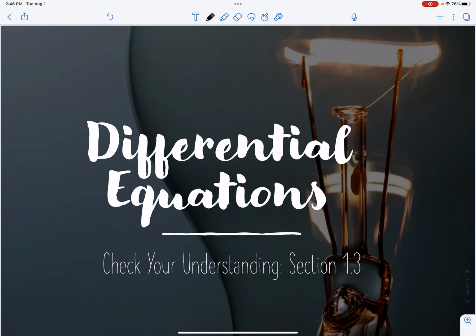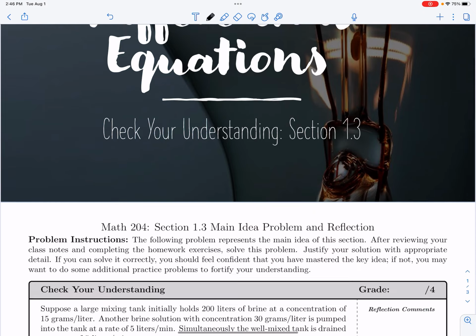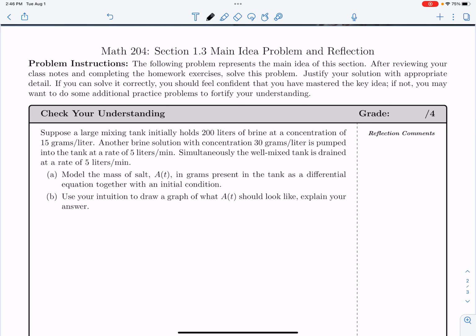This one we're looking at section 1.3. And the check your understanding problem is a modeling problem. Suppose a large mixing tank holds 200 liters of brine at a concentration of 15 grams per liter. And another brine solution with concentration 30 grams per liter is pumped into the tank at a rate of 5 liters per minute. Simultaneously, the well-mixed tank is drained at a rate of 5 liters per minute. And they want us to model the mass of salt, A of t, in grams present in the tank as a differential equation together with an initial condition, and then sketch a graph of what A would look like.